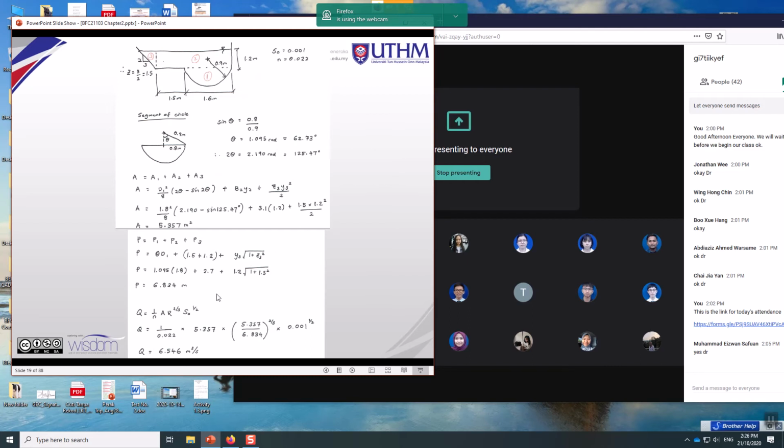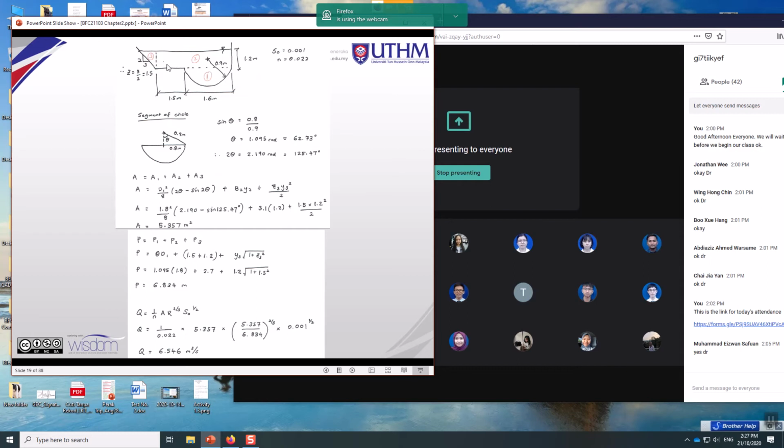Now, let's look at wetted perimeter. You have to really listen to this properly. For section 1, the segment of a circle is arc length, which is theta times d. Your d is 1.8 meter, so theta is 1.095. Now, what is your P2?